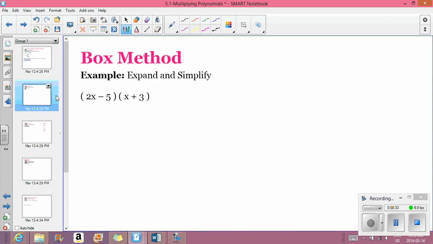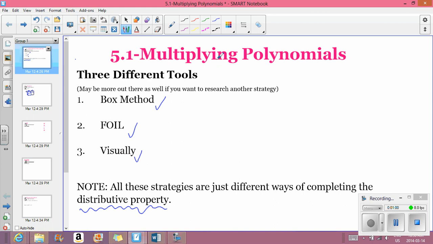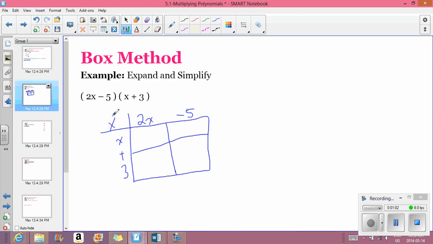So the first example we're going to do is the box method. So you do exactly that. You make a box. And so you put the first term here, 2x minus 5, along the top of the box. And then you put your next term along the side of the box, x plus 3. And so what you're doing in this box here is you are filling in the different sections.